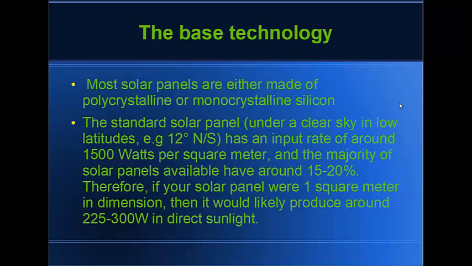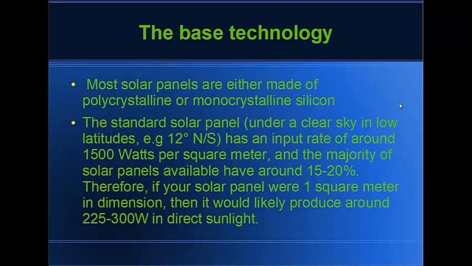The standard solar panel under a clear sky in a low latitude, we are talking about roughly 12 degrees north of the equator here, has an input rate of around 1,500 watts per square metre. That's compared with, for example, about a kilowatt, which is the best you could expect in the weaker sunlight of Europe, and the majority of solar panels available currently have an efficiency of around 15 to 20%. They are improving, however.